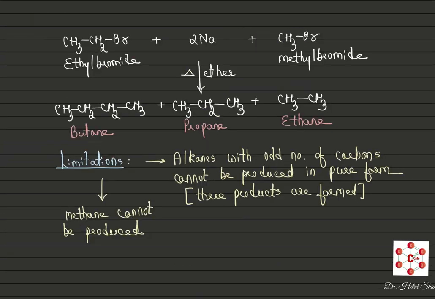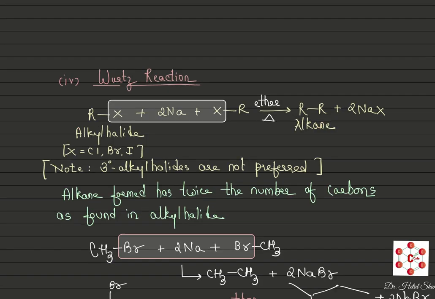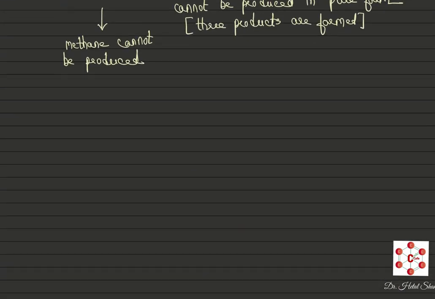Having understood the drawbacks of Wurtz reaction, I would try to take you to a very similar reaction, which is the next part. The fifth type of reactions in the main title, Getting Alkanes from Alkyl Halides, in which I am showing you different ways of replacing halogen by hydrogen or getting an alkane. The fifth method is called Frankland's reaction.